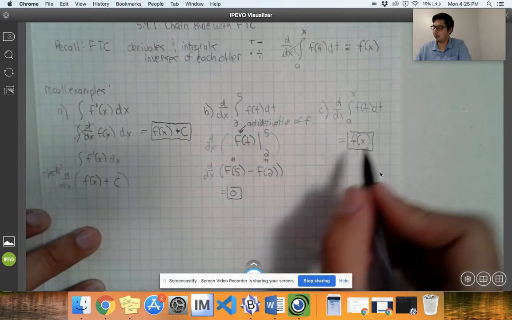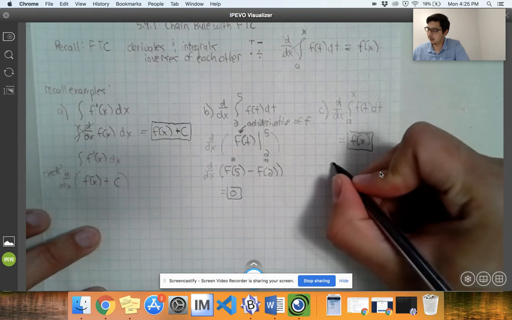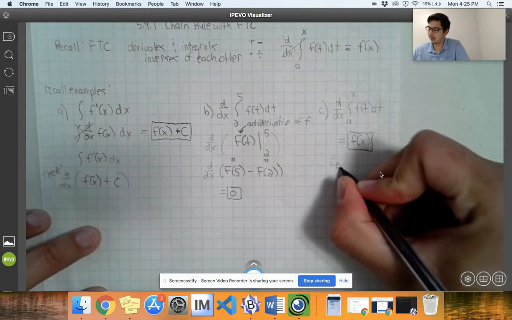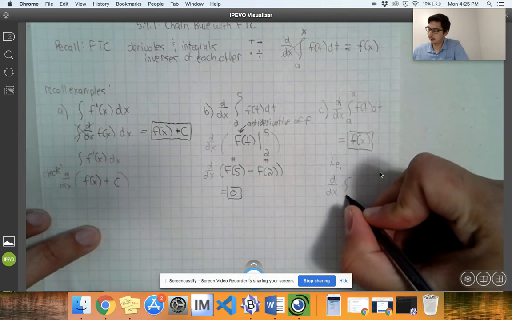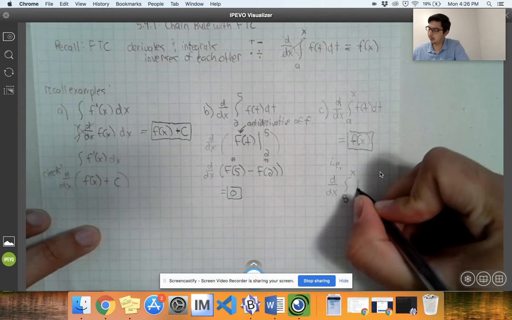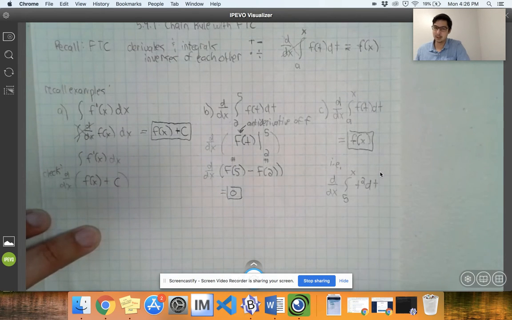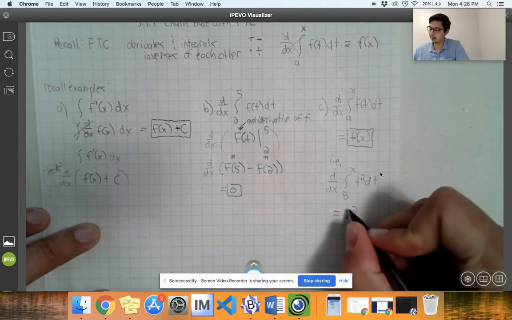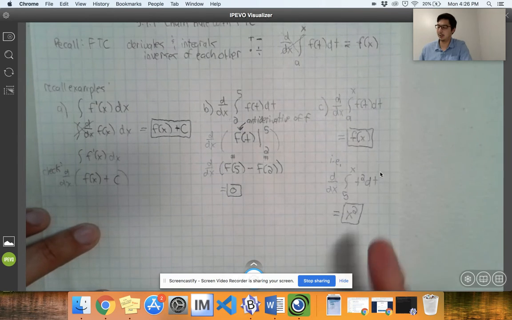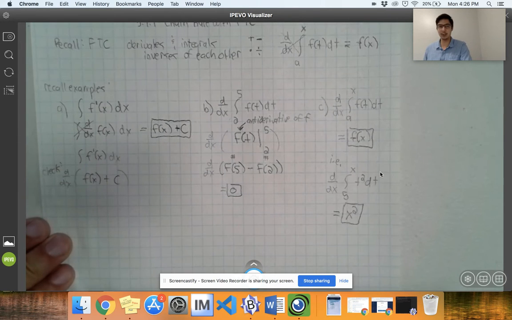Okay. Now, this language might be confusing, so let me show you with numbers to help you understand this. So if the question was the derivative with respect to x of, say, the integral from 5 to x of t squared dt, all that means is it's the same function, something squared, but with x plugged in, so it's x squared. So that's what this is saying right here with numbers. Okay, so that's a little recall.